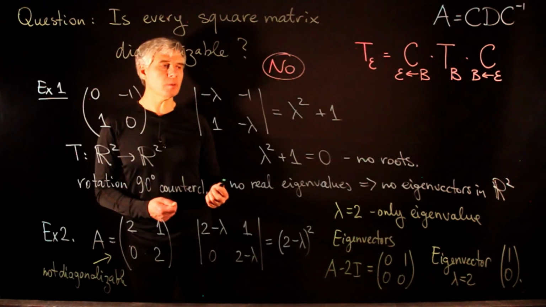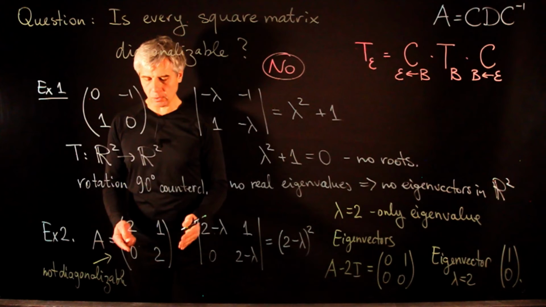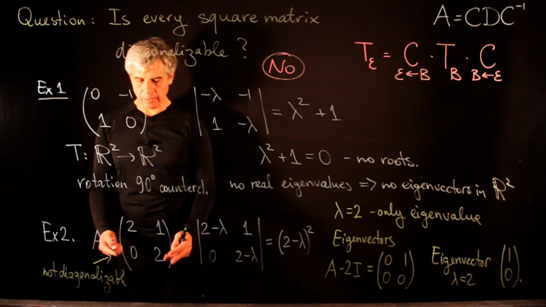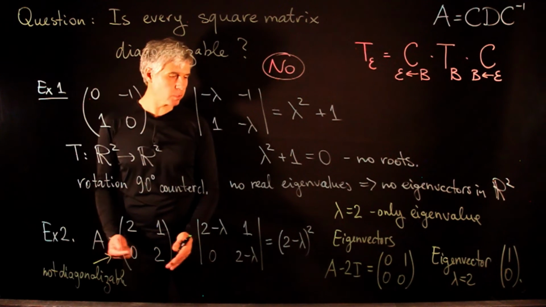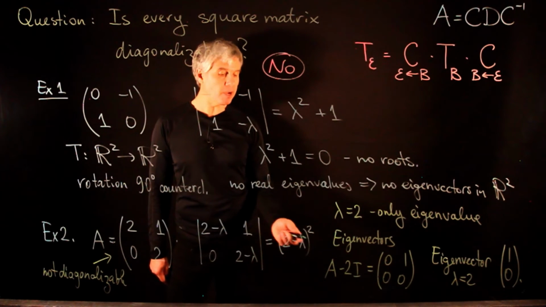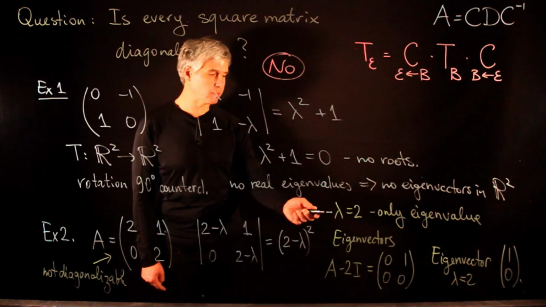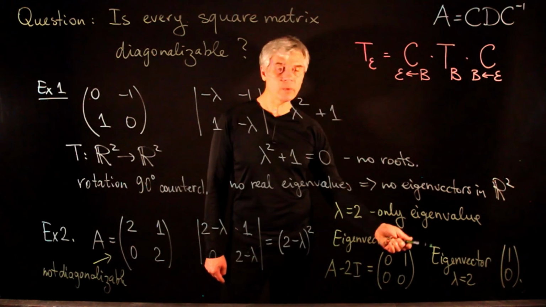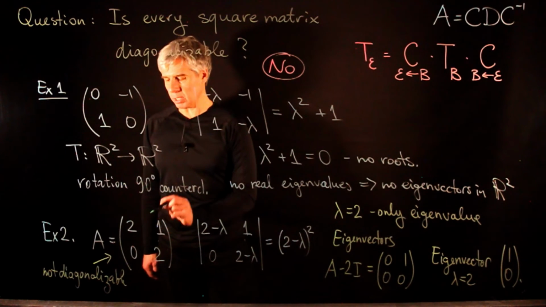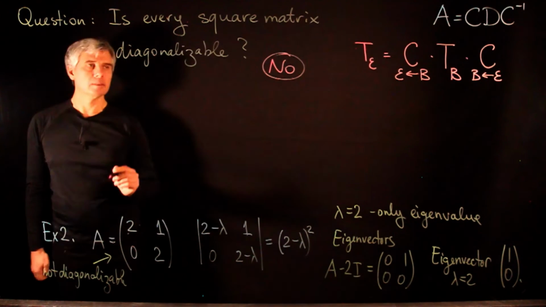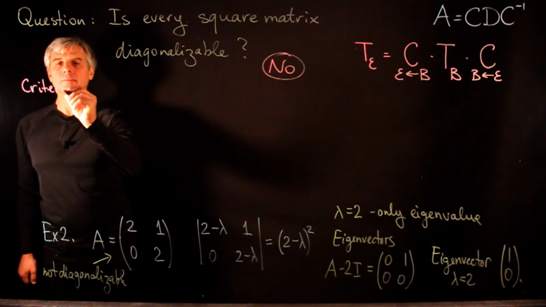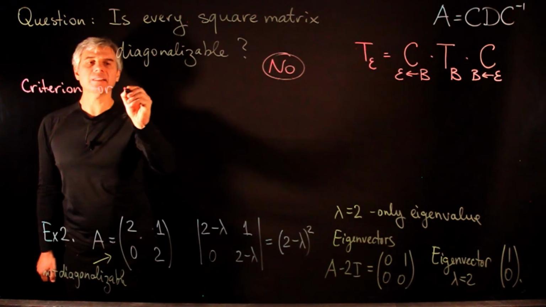But even going to complex numbers, we cannot fix all the problems. So this matrix will be non-diagonalizable no matter whether we are over real numbers or over complex numbers. Because here, the characteristic polynomial factors even over real numbers, and we have a single root, but we have only one eigenvector. And because we don't have enough eigenvectors, this matrix will not be diagonalizable. So we can formulate the following criterion for diagonalization.